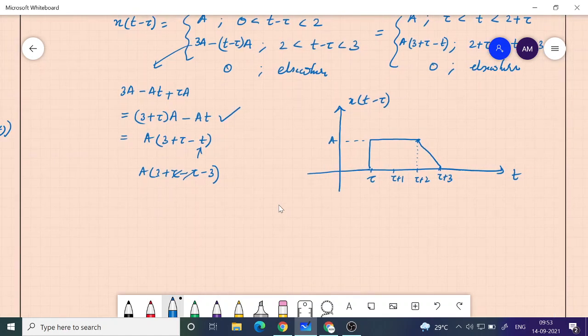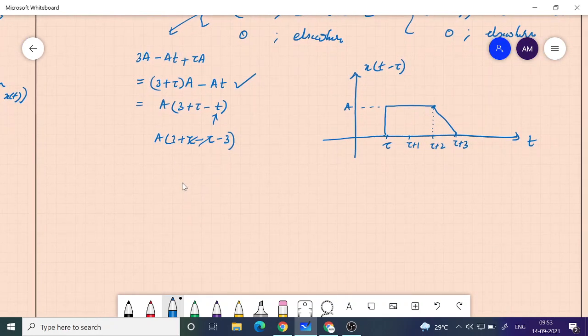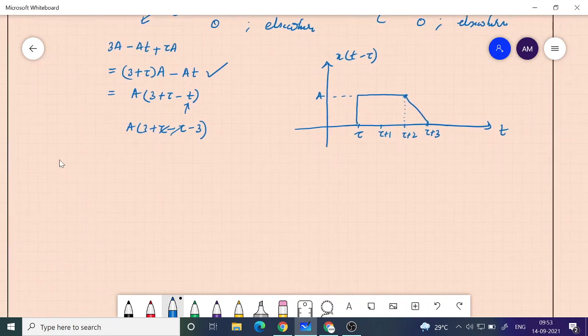Hope it is clear. If there is any doubt, you can ask. Otherwise, we are going to move to the next operation. Is it clear?